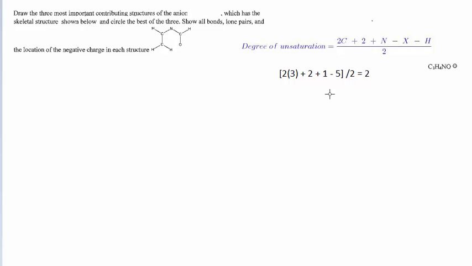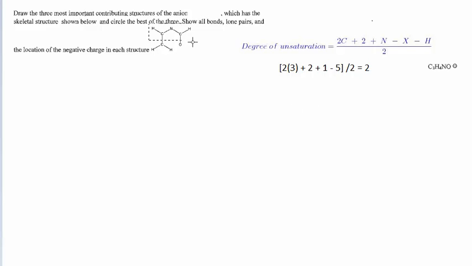Otherwise, you would get something like 2.5, some sort of non-integer, and you can't have 0.5 double bonds or triple bonds. So you do this calculation and you find out that you have 2. This tells us that we have 2 degrees of unsaturation. So we could have 2 double bonds or 1 triple bond or any combination of these.